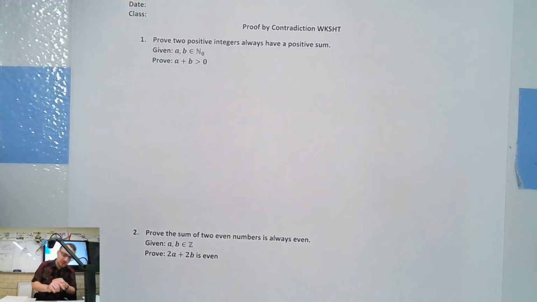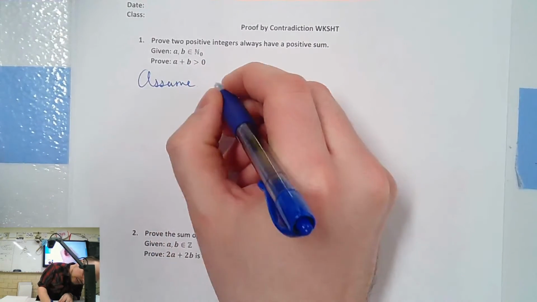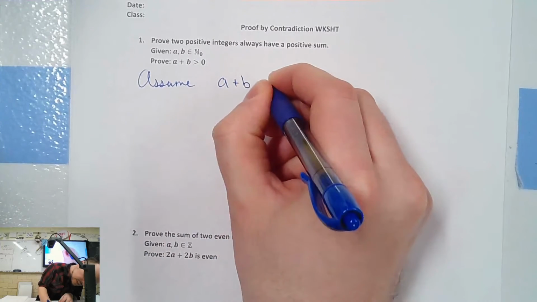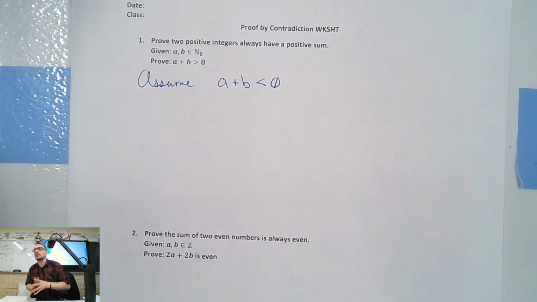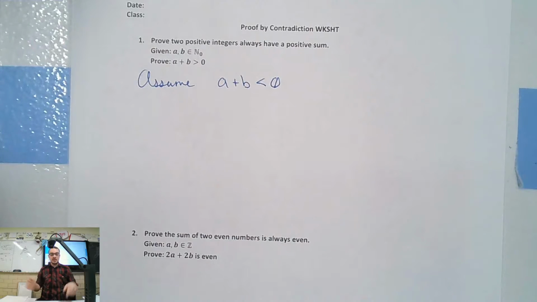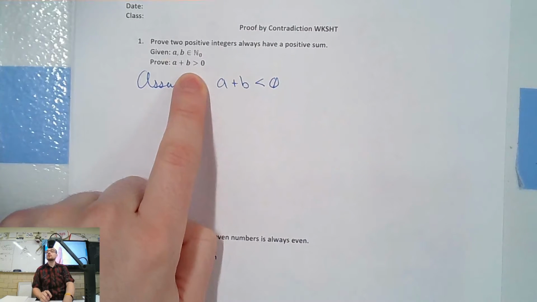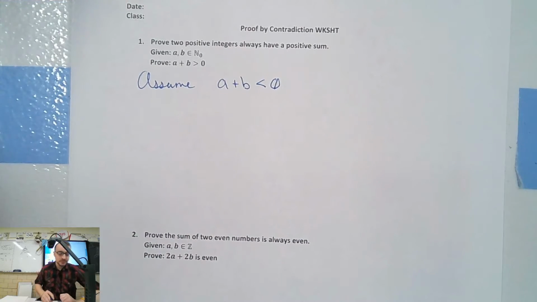So I'm going to say assume a plus b is less than 0. Assume that, right? Assume when we add them together, we get a number less than 0, meaning negative. Assume that they add up to something less than 0. Now, I'm going to show that this is absurd. Could not be true. Therefore, the opposite is true, the thing I want to prove, right? So I'm going to prove that this is absurd.